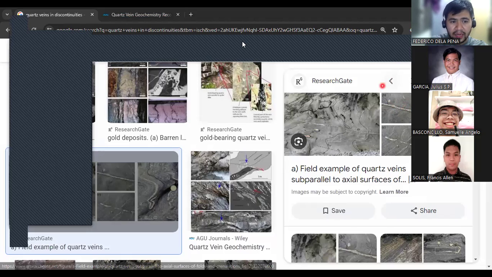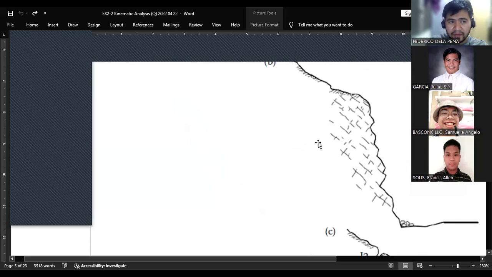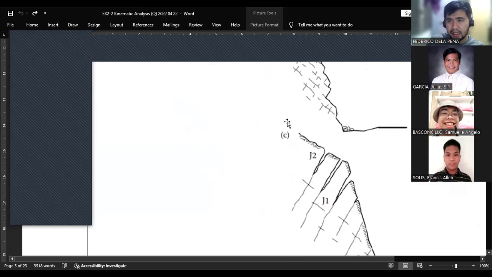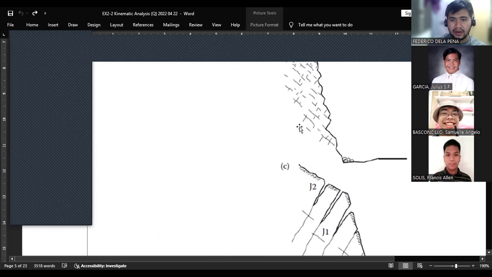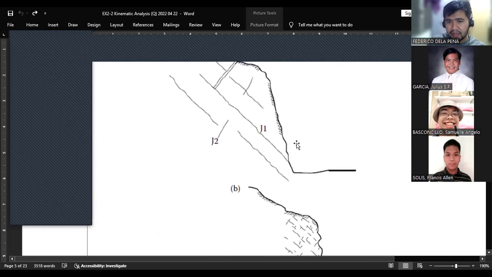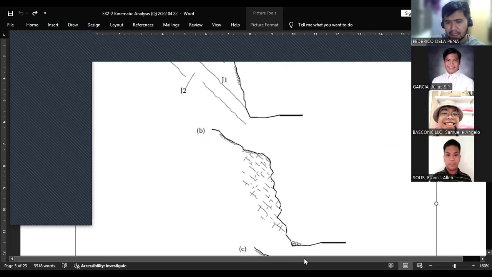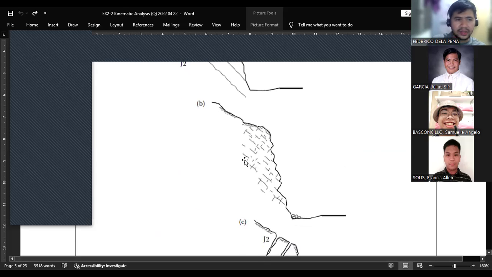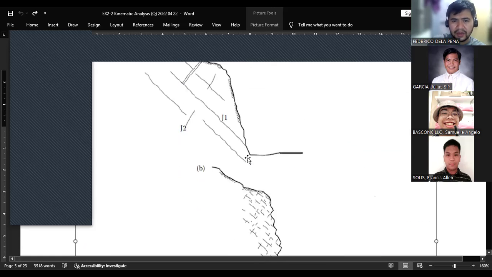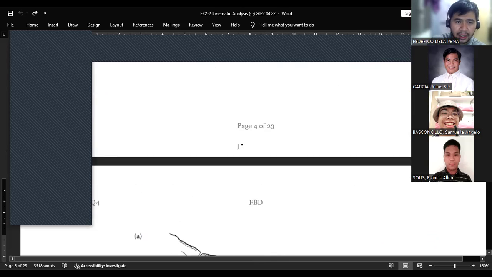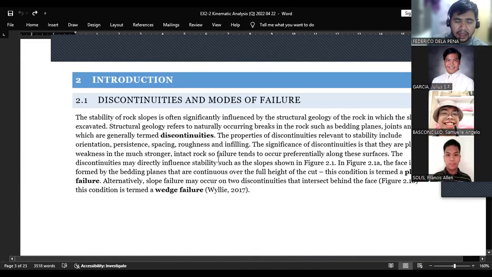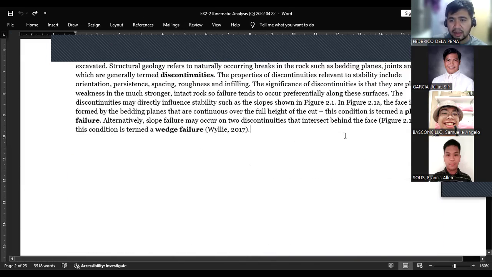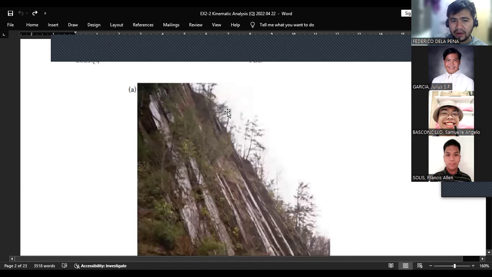Okay, let's go back to the document. Roughness is basically the physical roughness of the discontinuity surface. I think that was just tackled in the shear strength of discontinuities lecture and quiz in the previous weeks. Okay, so where are we? Yeah, so that's how we characterize discontinuities. Now let's talk about the types of rock failures.